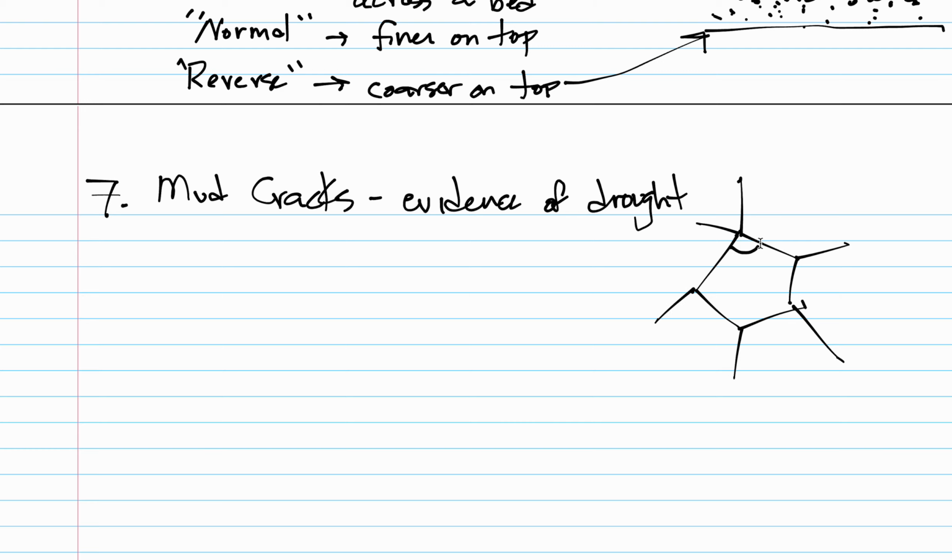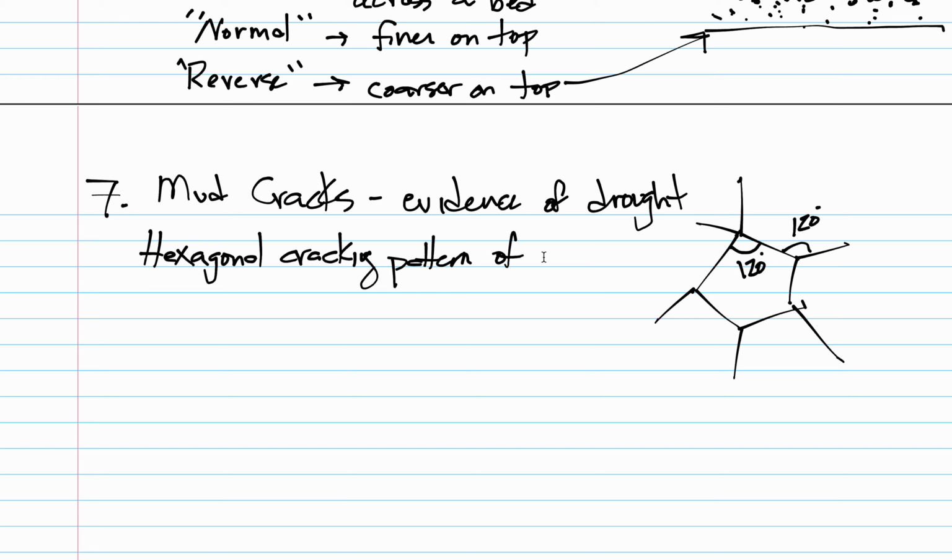And the angle that should be produced by nature is 120 degrees. It's like the lowest stable two-dimensional shape, which is why hexagons are very common in nature. Of course, I just drew that on a five-sided shape, a pentagon, and that happens in nature too. They should be 120, they should all be six sides. So anyways, a mud crack is hexagonal. It's a hexagonal cracking pattern that forms as water is removed by evaporation. We'll say hexagonal cracking pattern of mud.